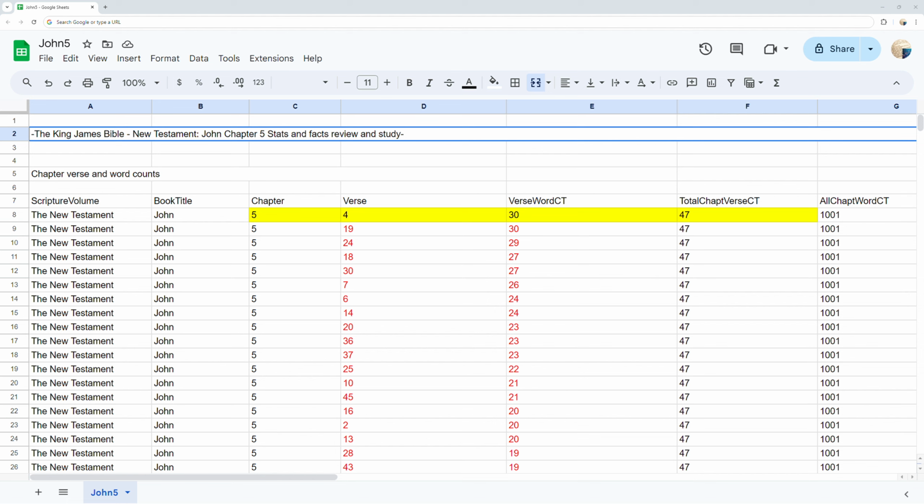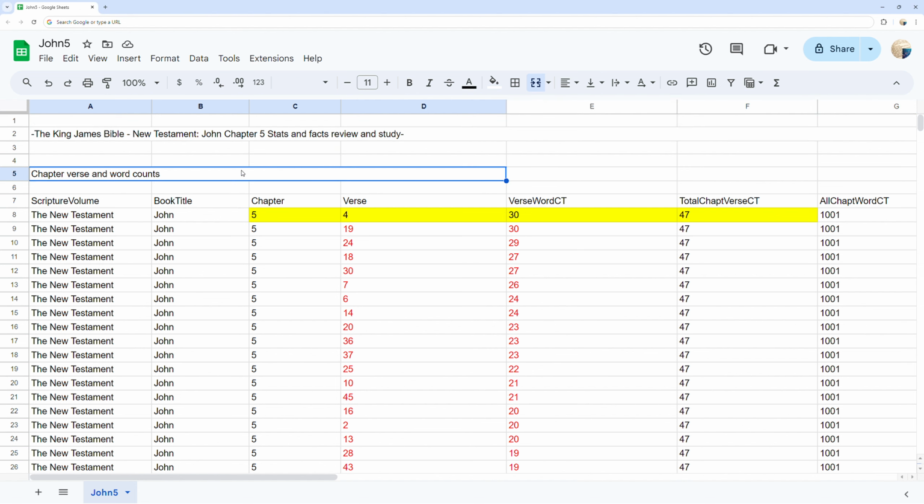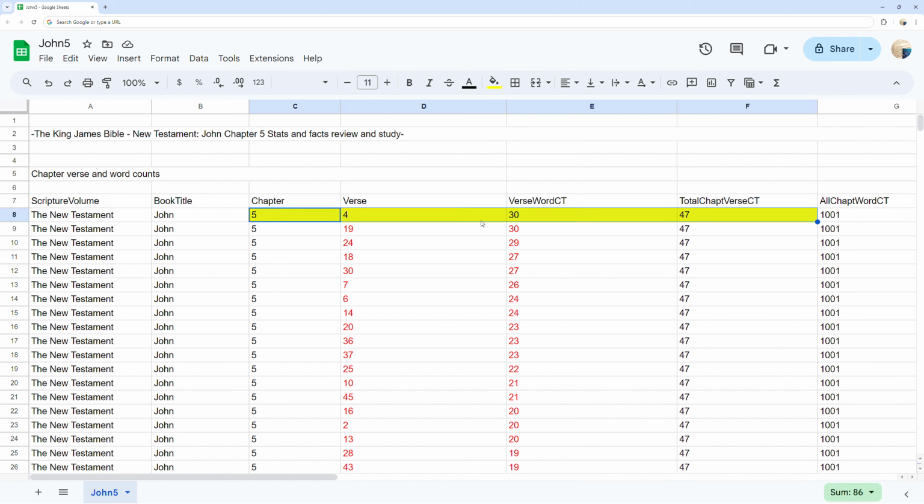The King James Bible, New Testament, John chapter 5 Stats and Facts Review and Study. Chapter, verse, and word counts. John chapter 5 verse 4 has the most words at 30 words.